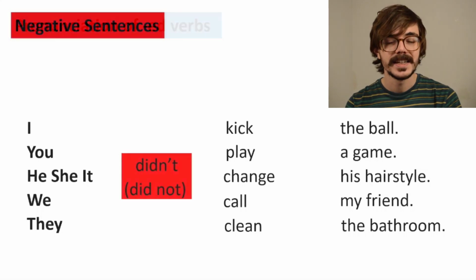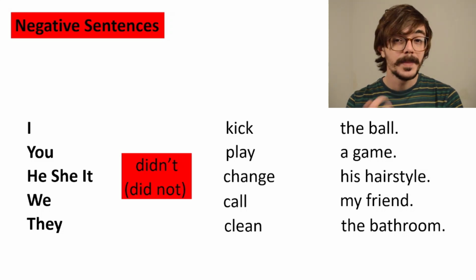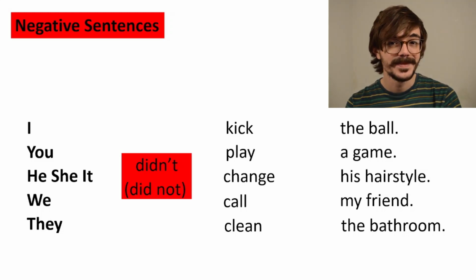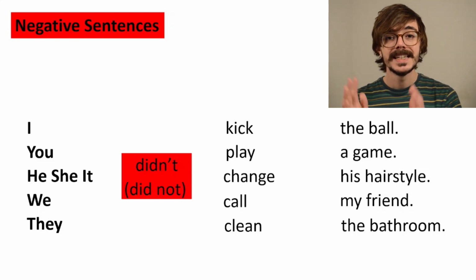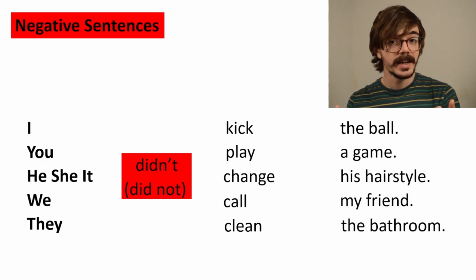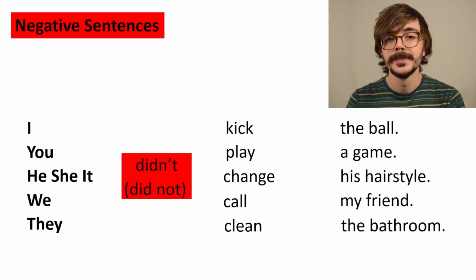Now let's look at negative sentences. How do we make a negative sentence in the past simple? Simple. We just add didn't. That's all we do. So instead of I kicked the ball, we can say I didn't kick the ball. Didn't just means did not, but usually we'll use the short form, didn't. I did not kick the ball, or I didn't kick the ball. Did is a helping verb, and we just use this when we want to make a negative in the past, or when we want to make a question as well, but we'll look at that in a minute.